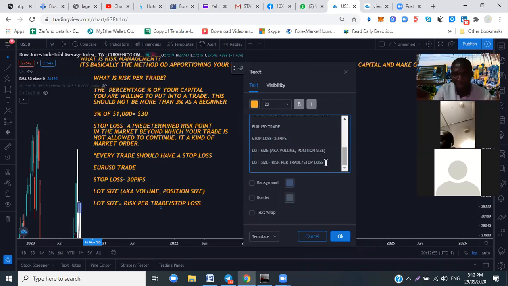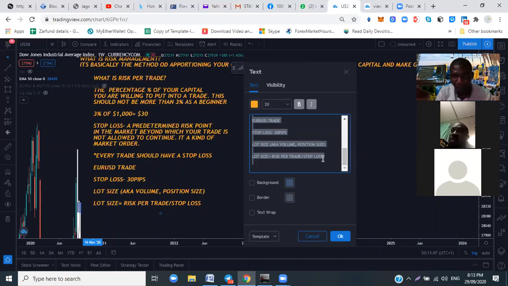So in this case, our risk per trade is what? Yes, our risk per trade is 3% of our account, $30. Great. We now divide it by our stop loss, which is 30 pips. So what do we have? We have $1.